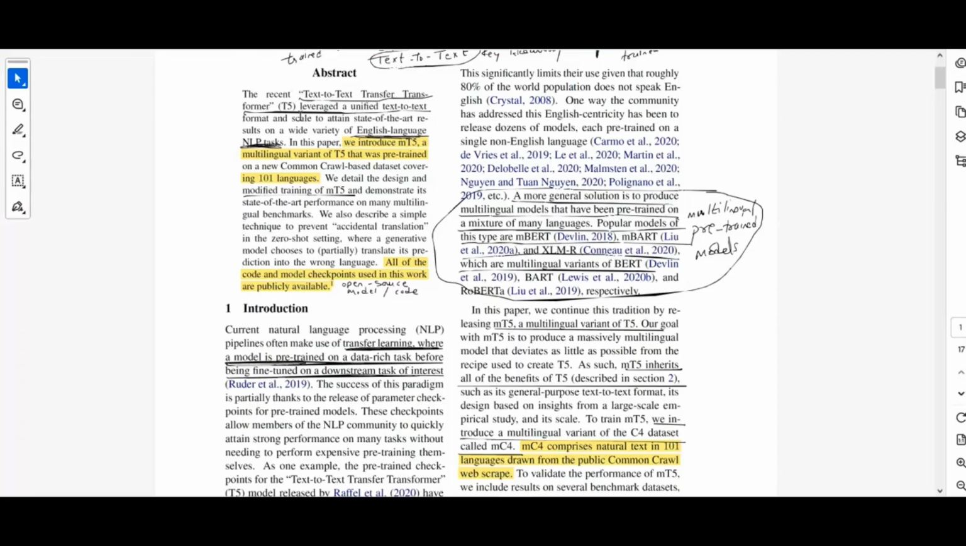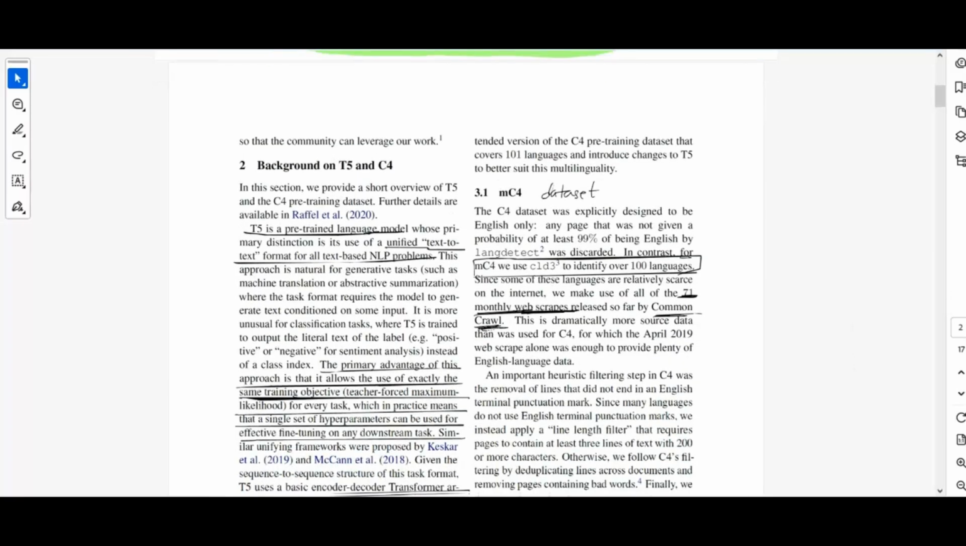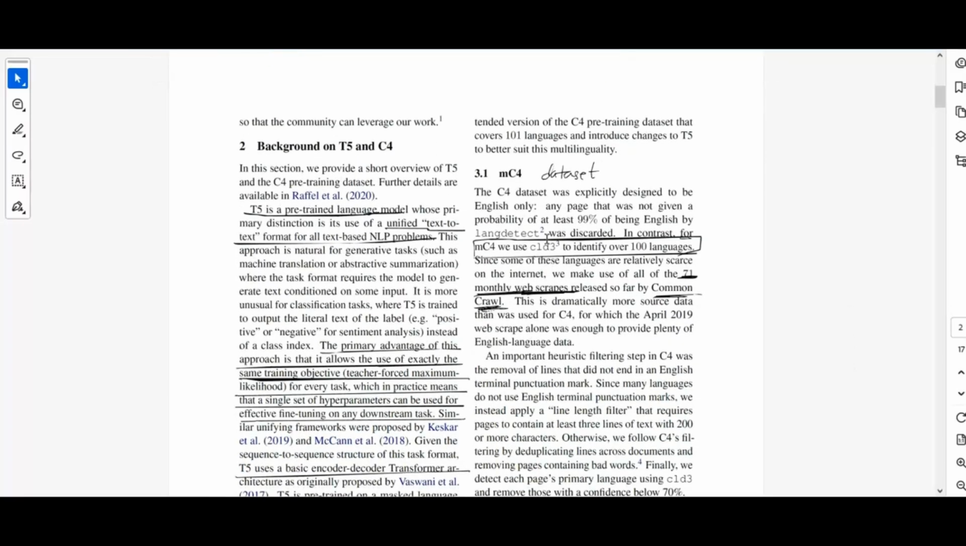Here they state that there are other multilingual pre-trained models such as mBERT and mBART that exist today. So this mT5 falls into the same category of models. I'm going to skip over the T5 and C4 because we discussed that in the previous video.